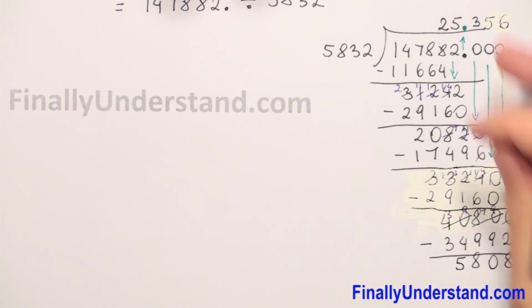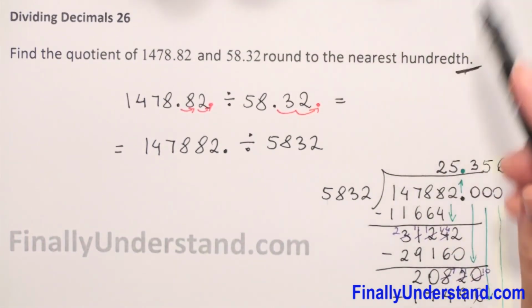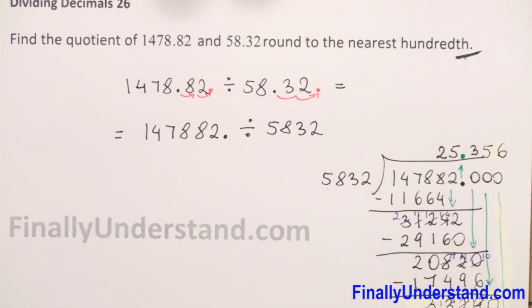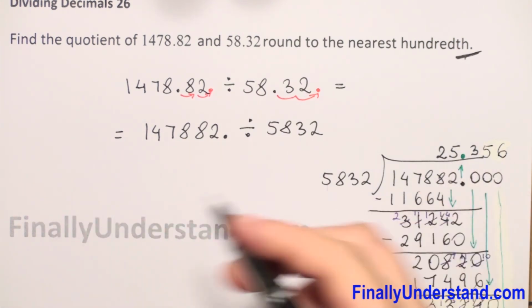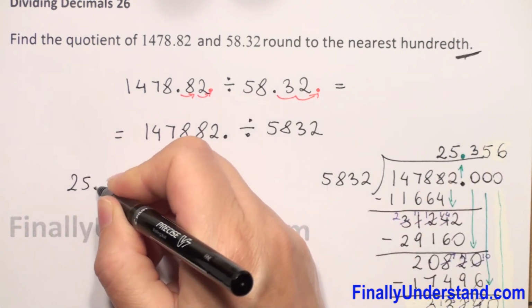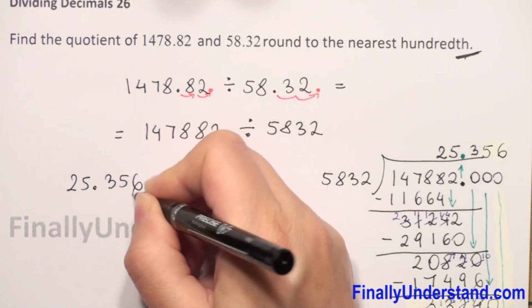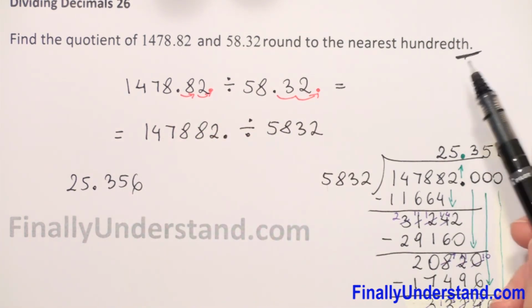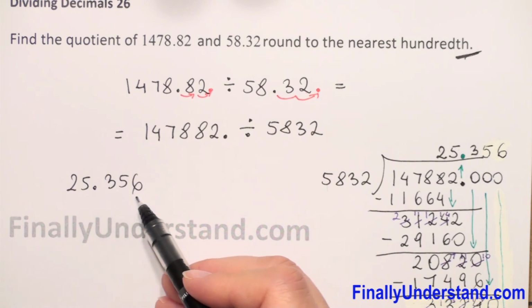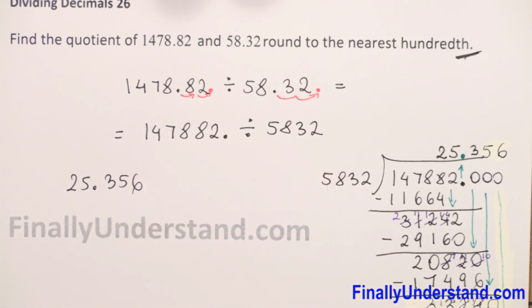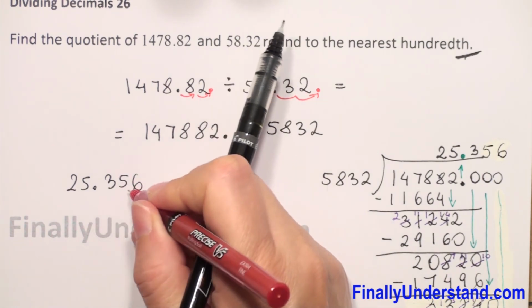Because we need to round to the nearest hundredth, like I said, we can stop long division. We can write our quotient is 25 decimal point 356, because we need to round to hundredth, so we need 3 digits after the decimal point. We have to underline the hundredth.